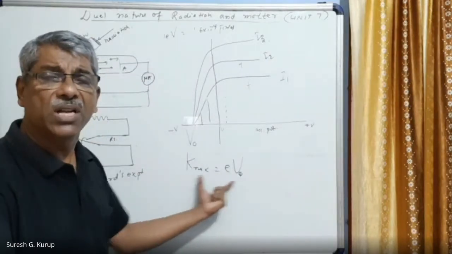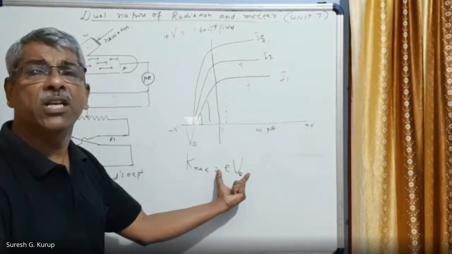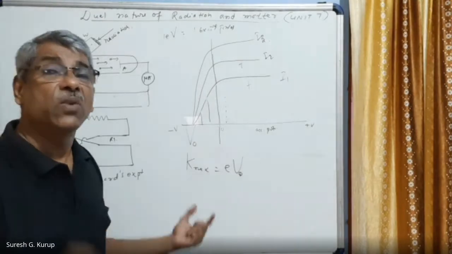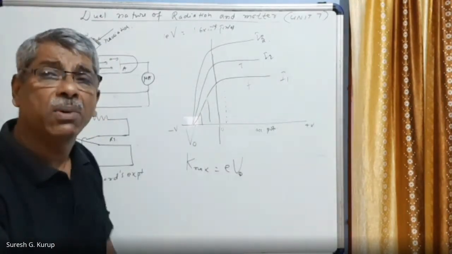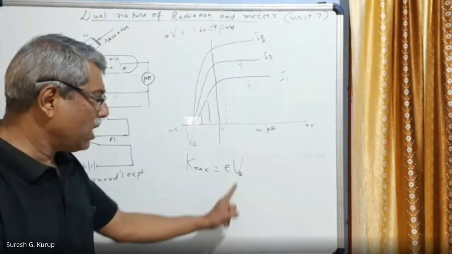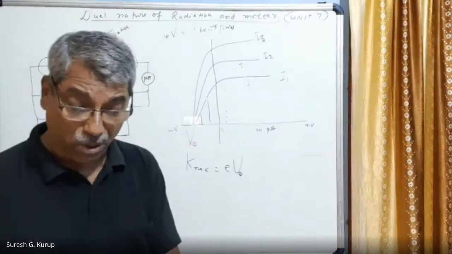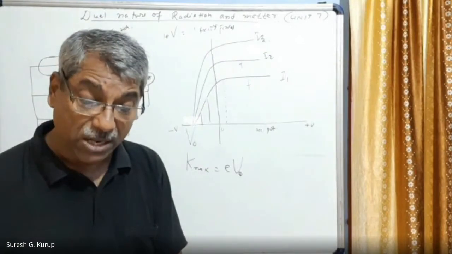What does this relation tell you? It tells you that the work done by the stopping potential is equal to the maximum kinetic energy. Even electrons having the maximum kinetic energy are not able to reach the anode plate. That means the current is cut off, and that potential is called the cutoff potential or stopping potential. That's also understood, right? So this relation is very important.